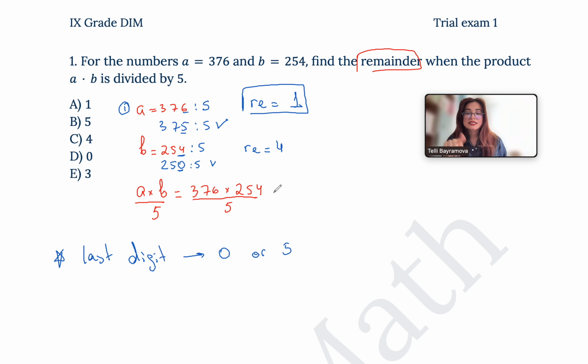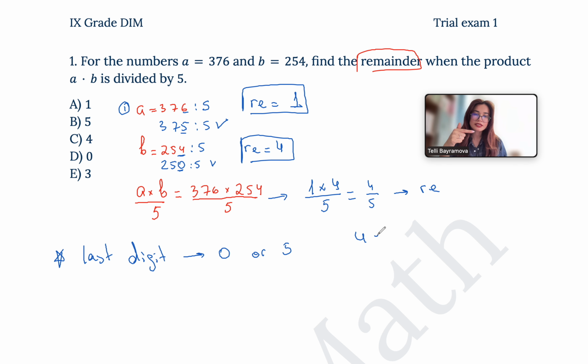Okay. In this case, you don't care about 376 times 254 divided by 5. You care about these two remainders. 1 times 4 divided by 5. 1 times 4 is 4. 4 divided by 5, the remainder will be 4, because 4 is smaller than 5, right? If the number which you get is smaller than the divisor, then this is your remainder, okay?